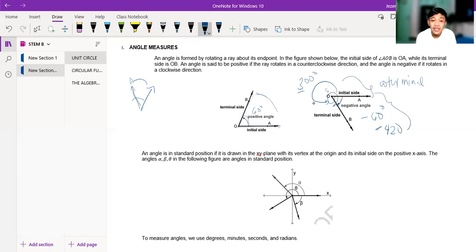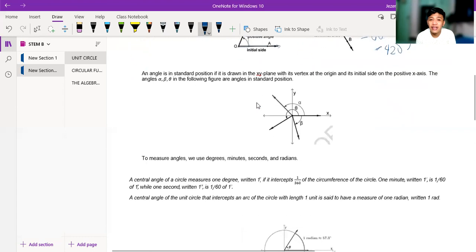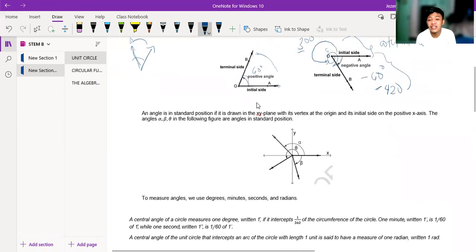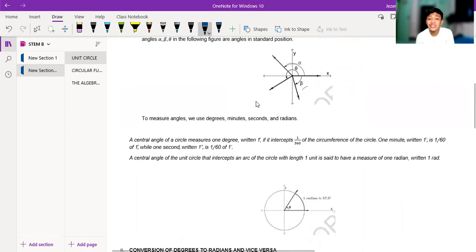Okay? So, ang angle is in standard position if it's drawn in the xy plane, which is vertex at the origin, and its initial side on the positive x-axis. So, the angles alpha, beta, and theta in the following figures are angles in the standard form. Okay? So, negative yung beta, positive yung alpha, and positive din yung theta dito. Okay? So, to measure angles, we use degrees, minutes, seconds, and radians.